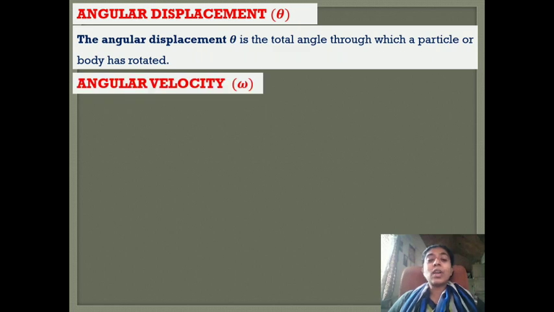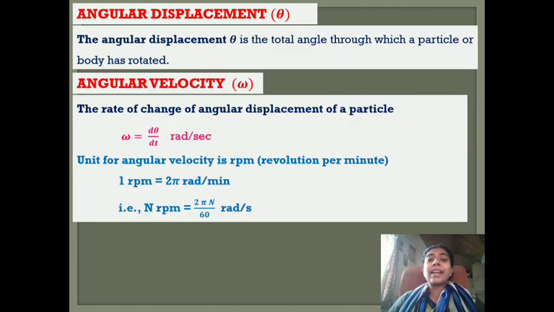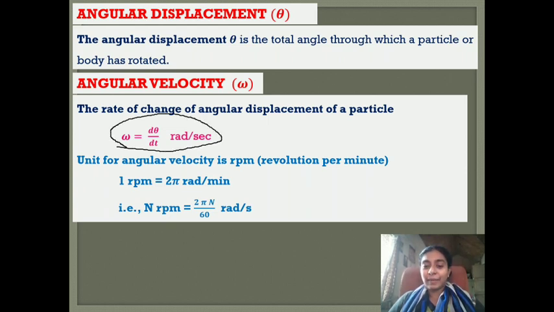Now what is angular velocity? It is the rate of change of angular displacement of a particle. We know the angular displacement is theta. So our angular velocity omega is equal to d theta by dt radians per second.